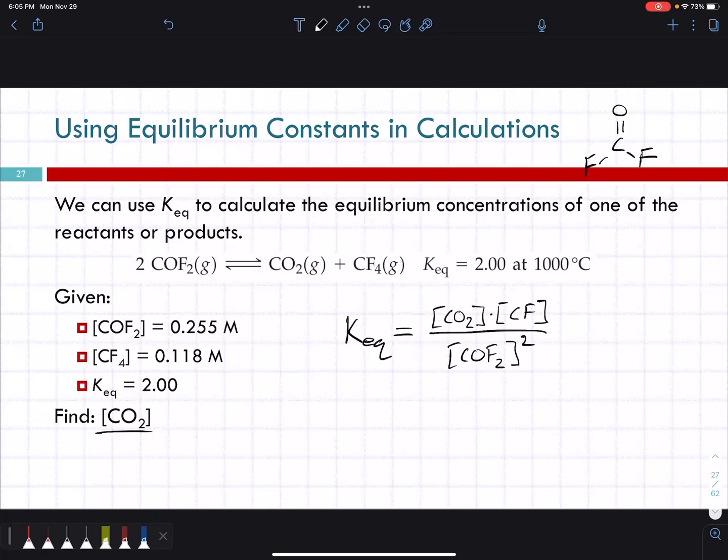So from here, we can plug in the numbers that we've been given. So for KEQ, we're going to put in 2.00, is equal to, we have this COF2 is going to be 0.255 squared, the concentration of CO2, which is what we're looking for, and the concentration of carbon tetrafluoride, 0.118.